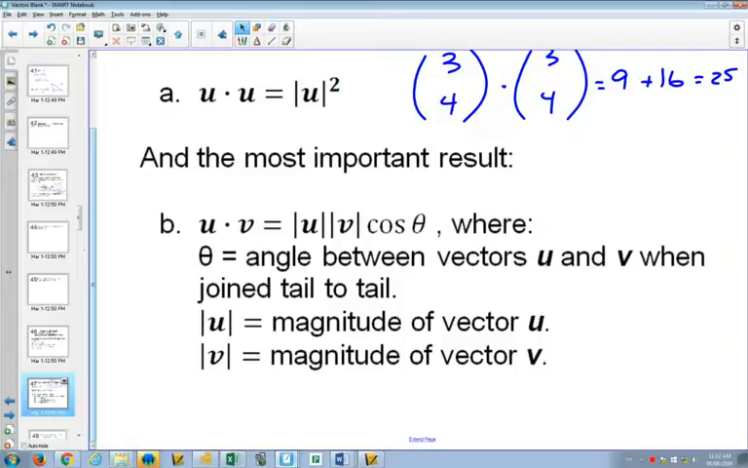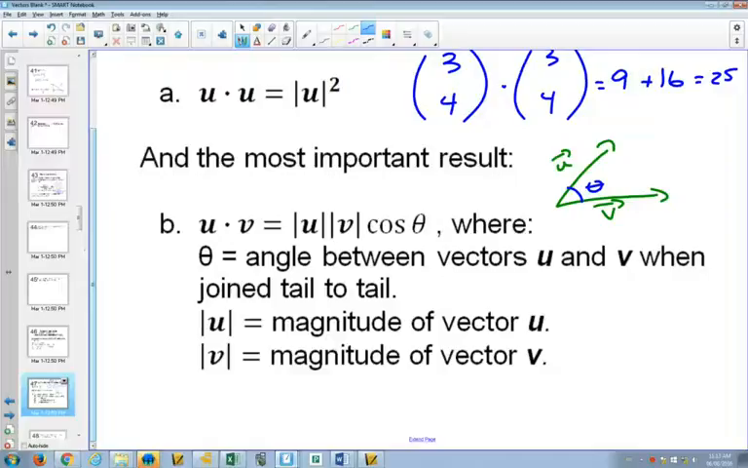The dot product of any 2 vectors is always the length of the one vector times the length of the other vector times cos of the angle between them. So if we have 2 vectors, u and v, and they're joined like this, this would be the angle between them. And the dot product is always whatever the length of u is times the length of v times cos of the angle in between them.